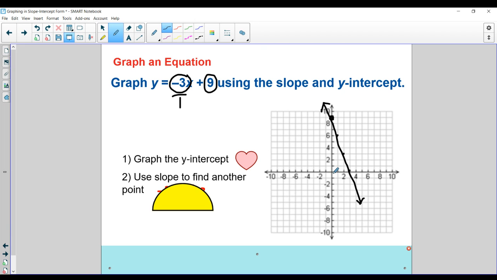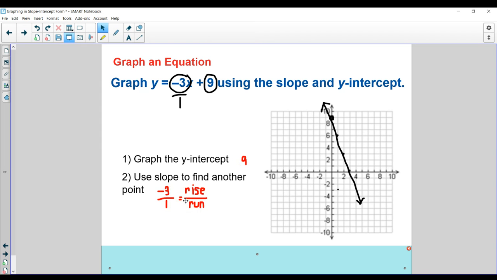Some people make the mistake of thinking you start at the origin and go down 3 to the right 1, and they would connect these 2 points instead. So remember that when you're using that slope, you have to begin at your y-intercept and then use the rise and the run. Just to show you what these were, that y-intercept was 9, and the rise over run was -3 over 1.